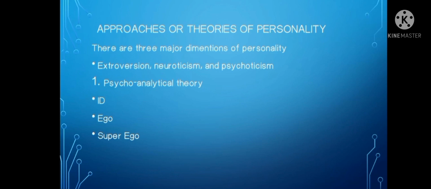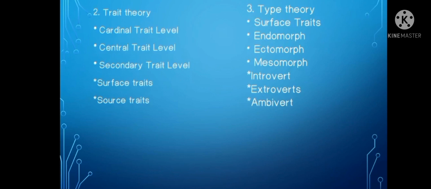It has the id, the impulsive part of our brain. The second is the ego. It mediates and balances reality and urges. And the last one is the superego, the restraining force of the highest level, which indicates the difference between right or wrong.